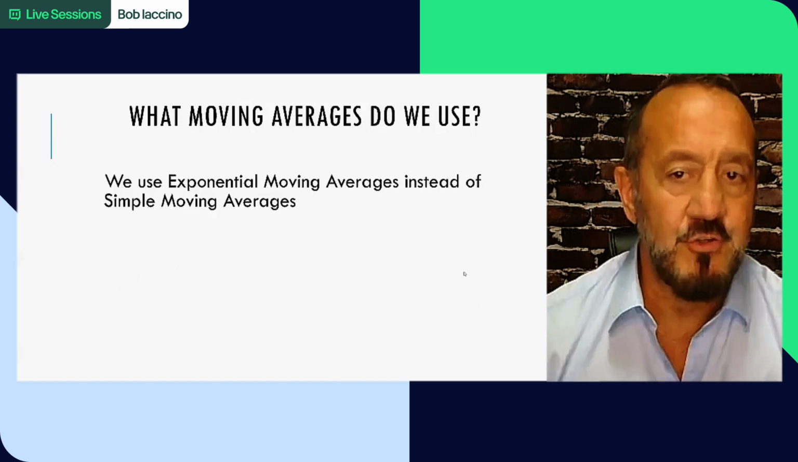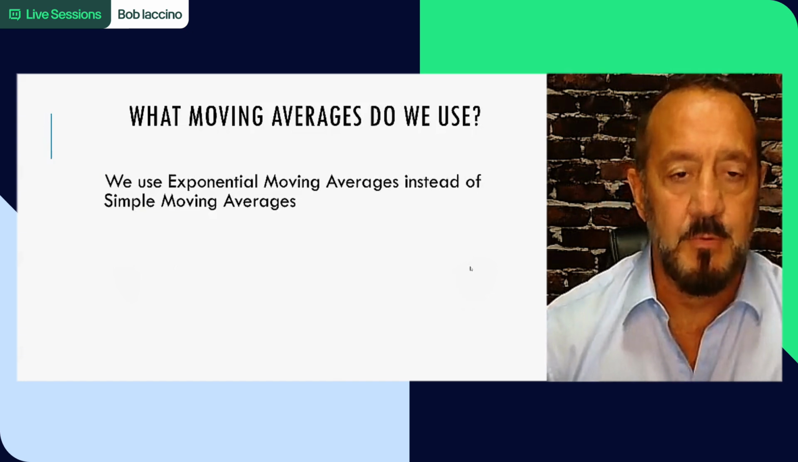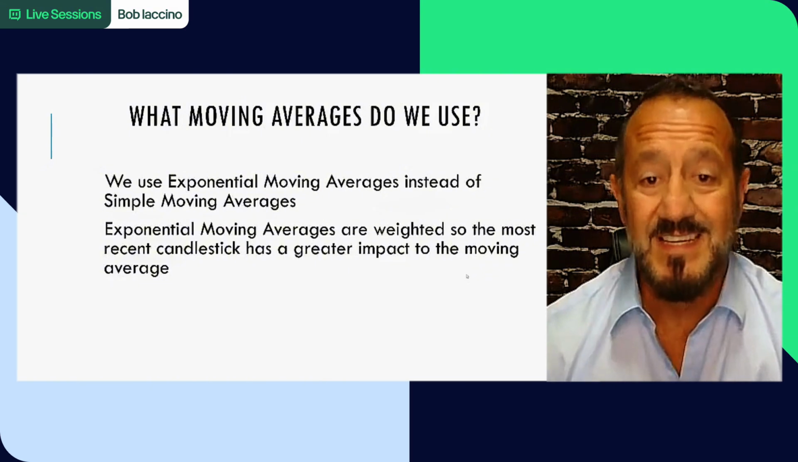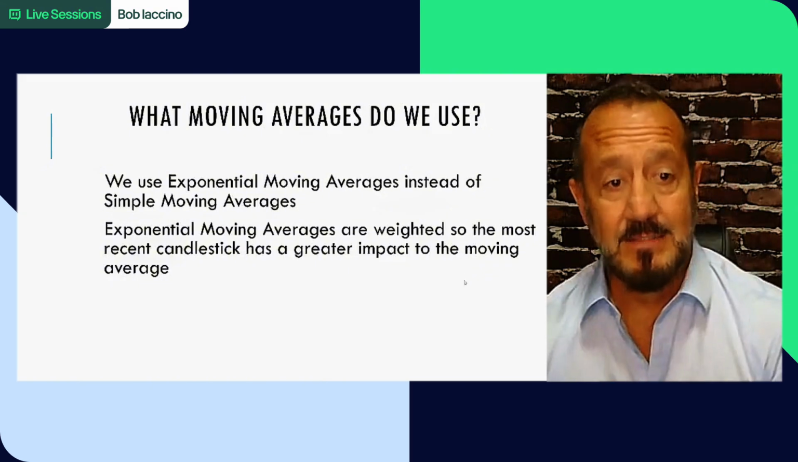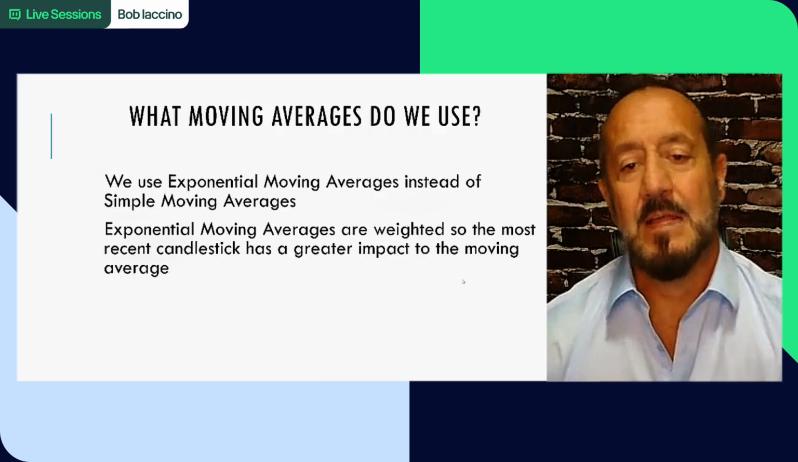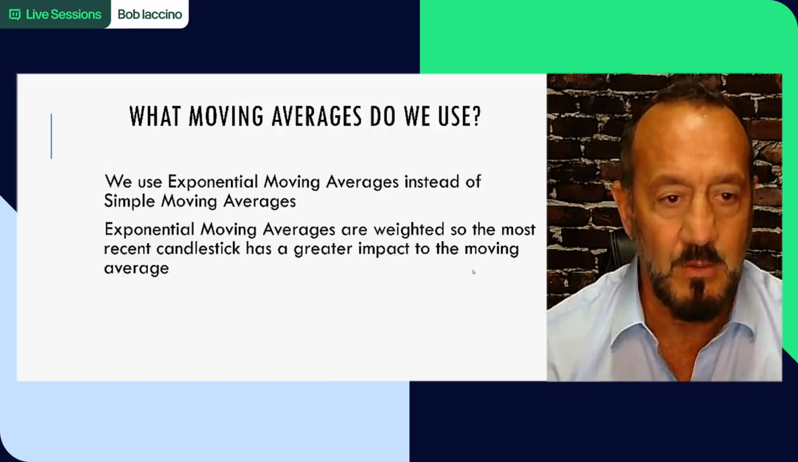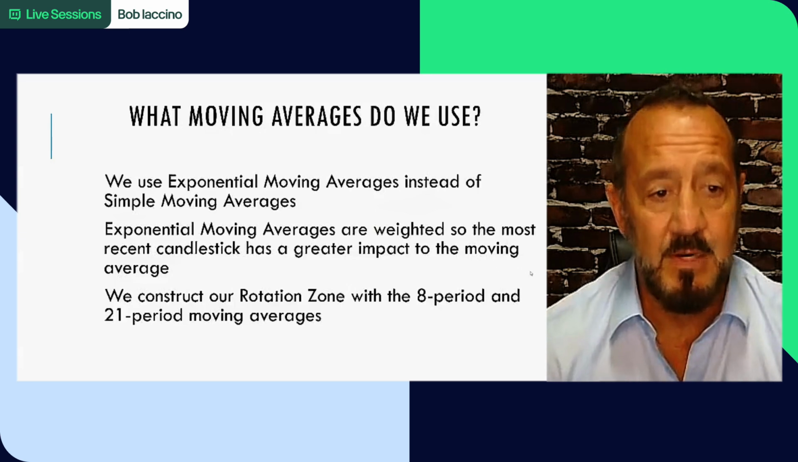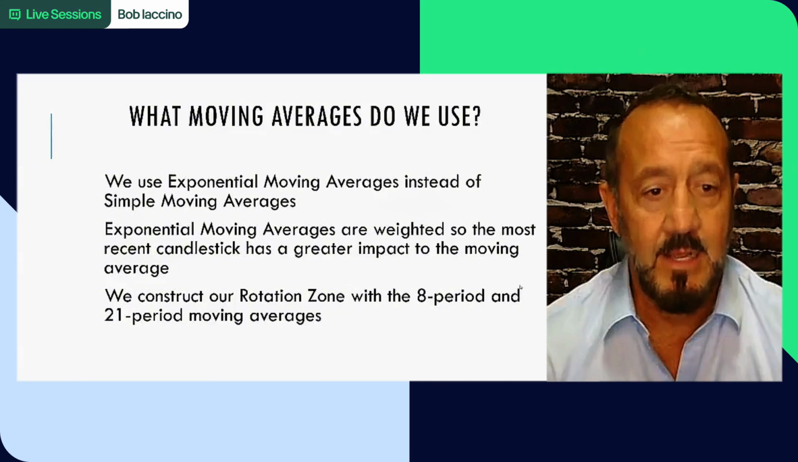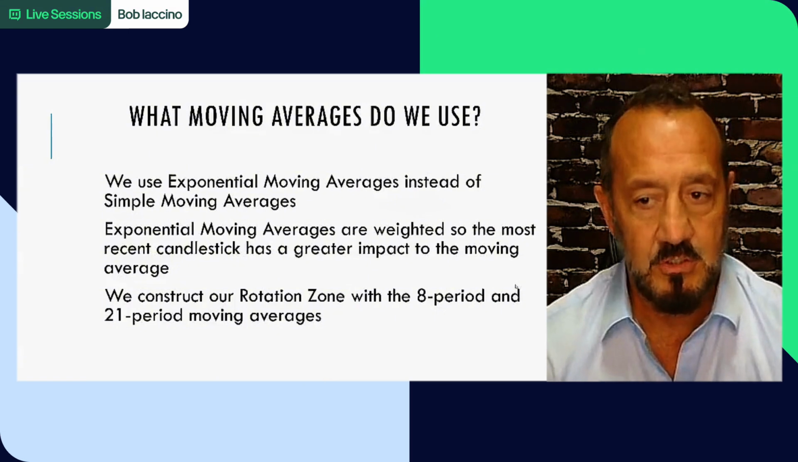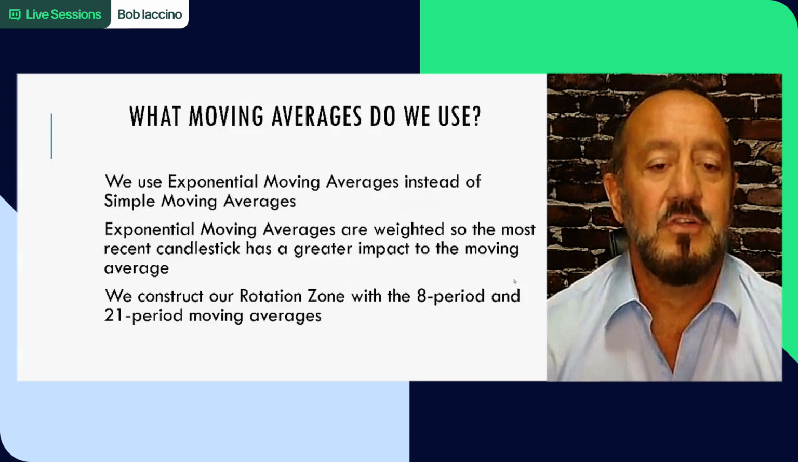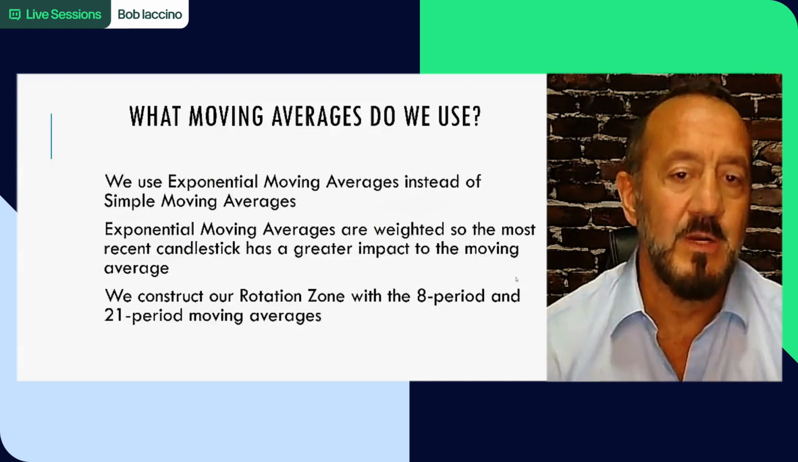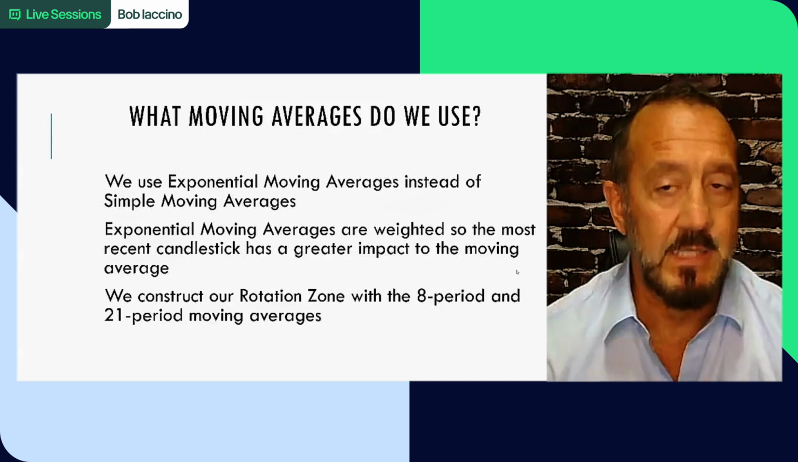We use exponential moving averages instead of simple moving averages. Exponential moving averages are weighted so the most recent candlestick has a greater impact on the moving average than past candlesticks do, or prices, whichever way you want to call it. And we construct our rotation zone with the 8 period and the 21 period exponential moving average. Okay, why do we use exponentials? Because recent price action carries more weight than old price action.